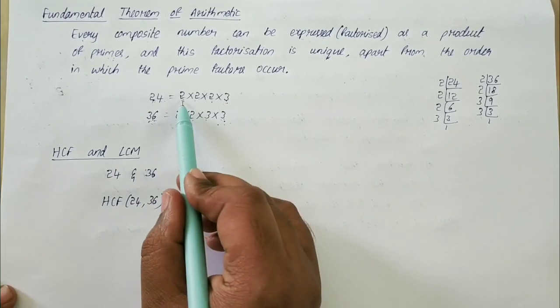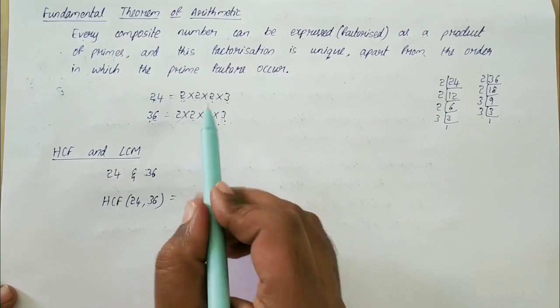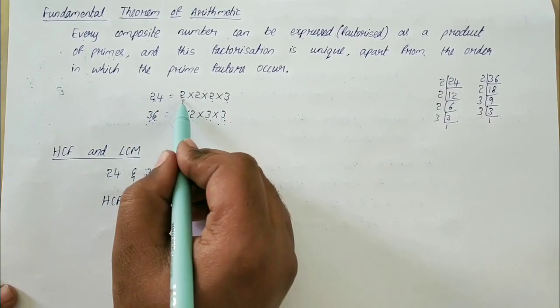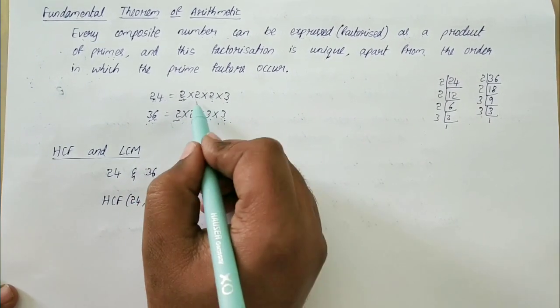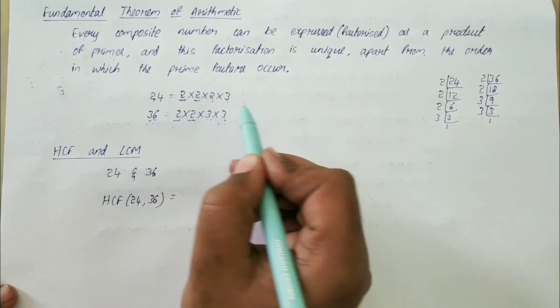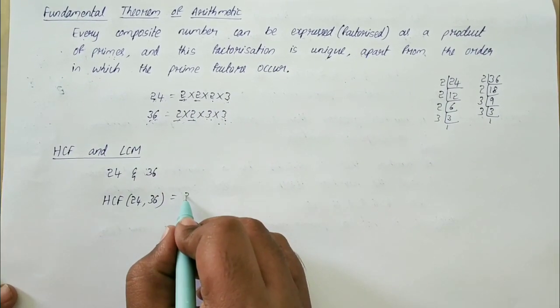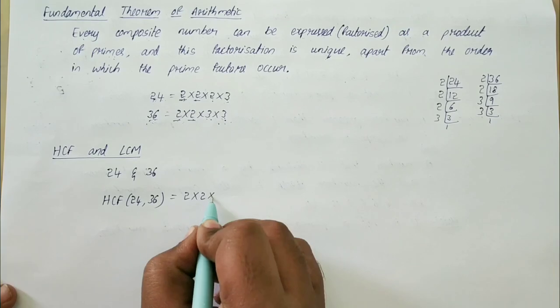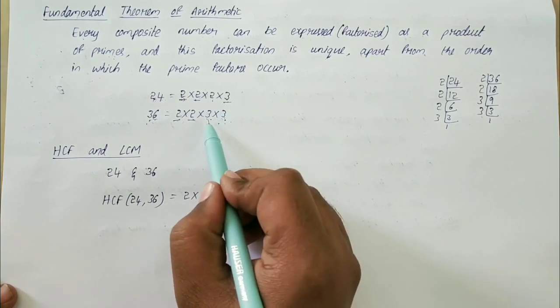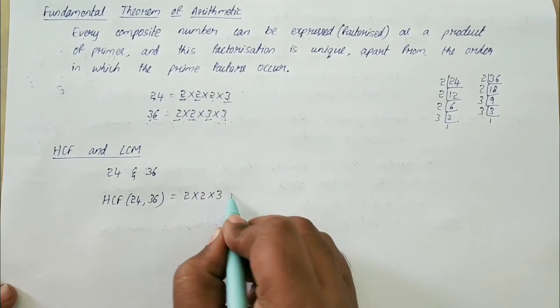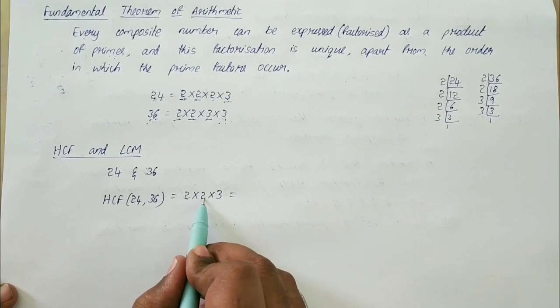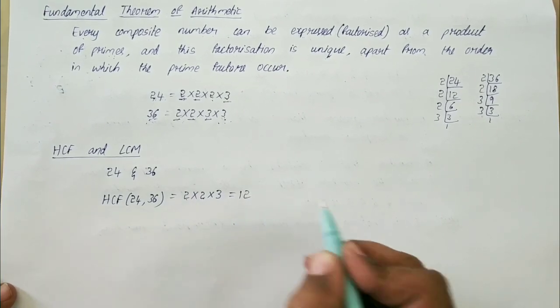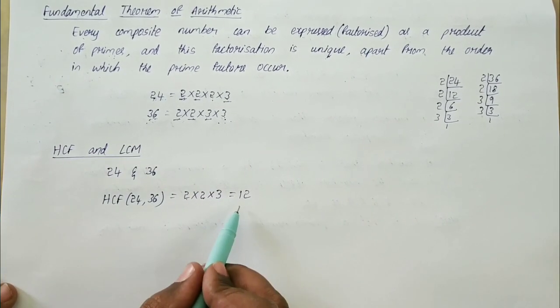As the name says, HCF means highest common factor. So the factors which are common in both the numbers, we have to write. So 2 and 2 is common. Again 2 and 2 is common, right? So I'll write 2 into 2 into, again 3 and 3 is common, right? So into 3. So what will it become? 2 into 2, 4, 4 into 3, 12. So the HCF of these two numbers is 12.